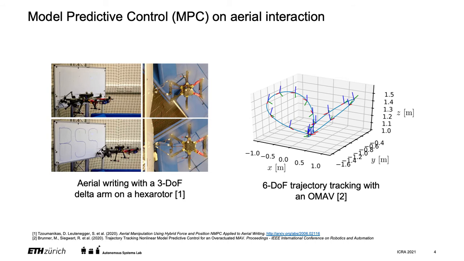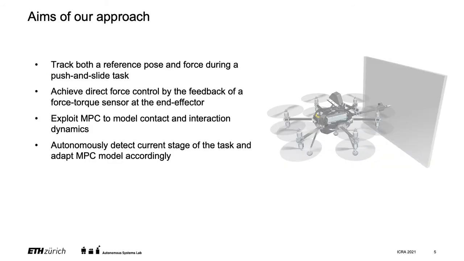In one of our earlier works, we have already used NMPC to incorporate the model dynamics of an over-actuated MAV while tracking trajectories with 6 degrees of freedom in free space. In this work, we would like to achieve the following.